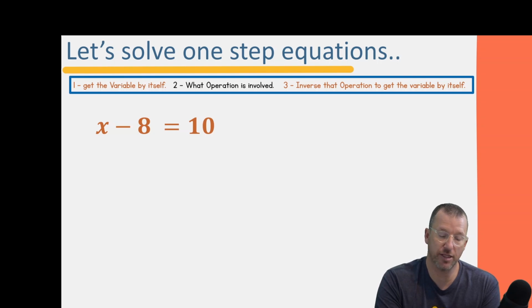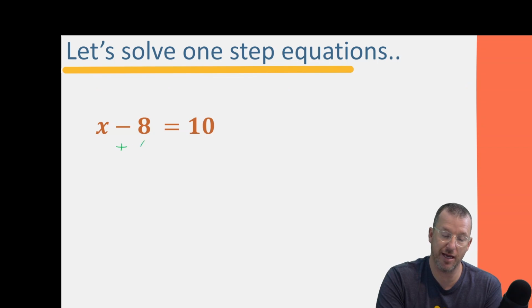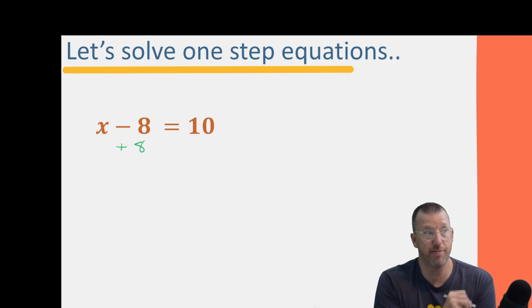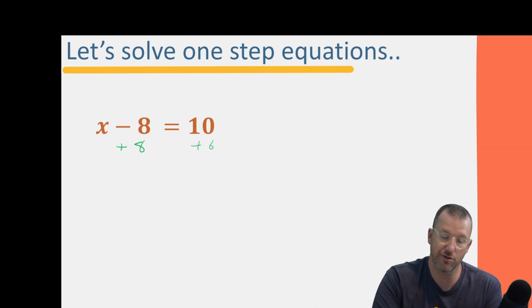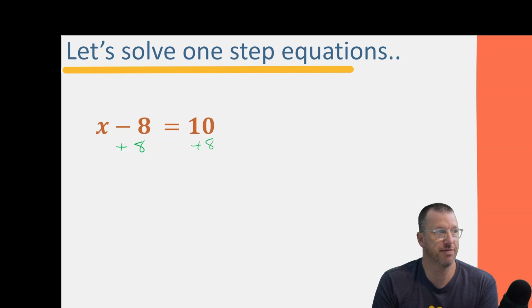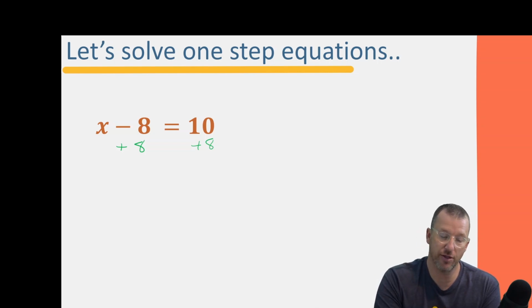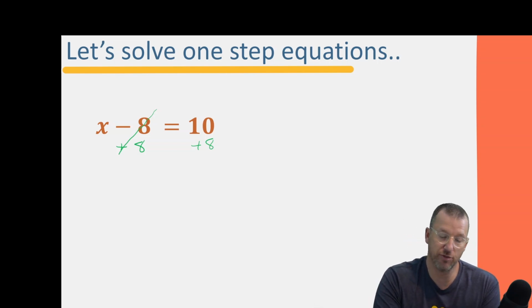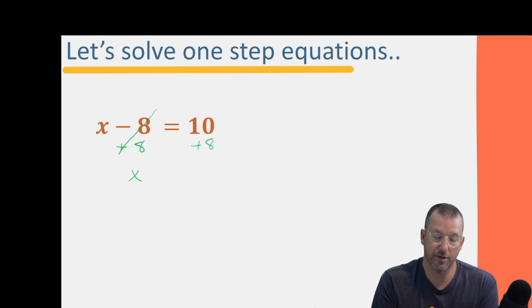X minus 8 equals 10. What's the opposite of subtraction? Addition. We want to get rid of that negative 8 and move it to the other side. So we're going to do the inverse operation. If you remember from modeling, what we're doing is creating zero pairs. If I have X minus 8 and then I add 8 to it, those cancel out, because a negative 8 and a positive 8 is 0. So now I just move my X down, because I got rid of the negative 8. And on the other side, what is 10 plus 8? 18.